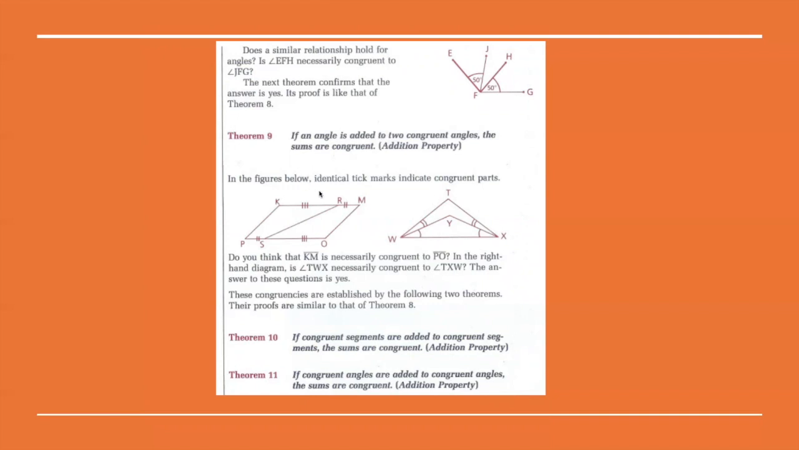In the figures below, identical tick marks indicate congruent parts. A question we can ask is, do you think segment KM is necessarily congruent to segment PO? In the right-hand diagram, is angle TWX congruent to angle TXW? The answers to these questions are yes. These congruencies are established by the following two theorems. Their proofs are similar to that of theorem 8. Theorem 10: if congruent segments are added to congruent segments, the sums are congruent. Theorem 11: if congruent angles are added to congruent angles, the sums are congruent.